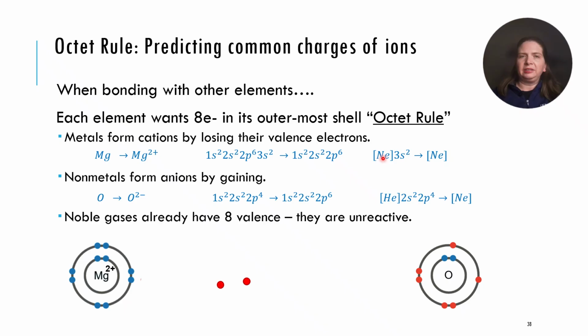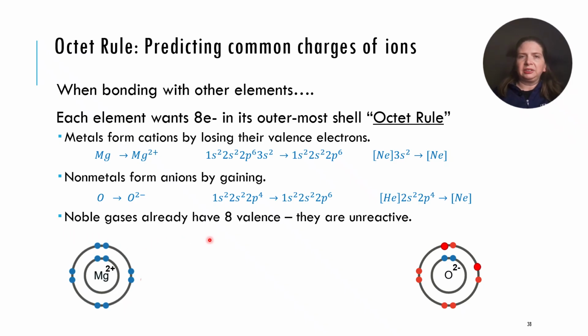On the other hand, nonmetals tend to form anions by gaining electrons. Oxygen can gain 2 electrons so that it has 8 valence electrons just like neon. Once atoms form ions with noble gas electron configurations, they become less reactive. Noble gases already have 8 valence electrons, which is why they are generally unreactive.